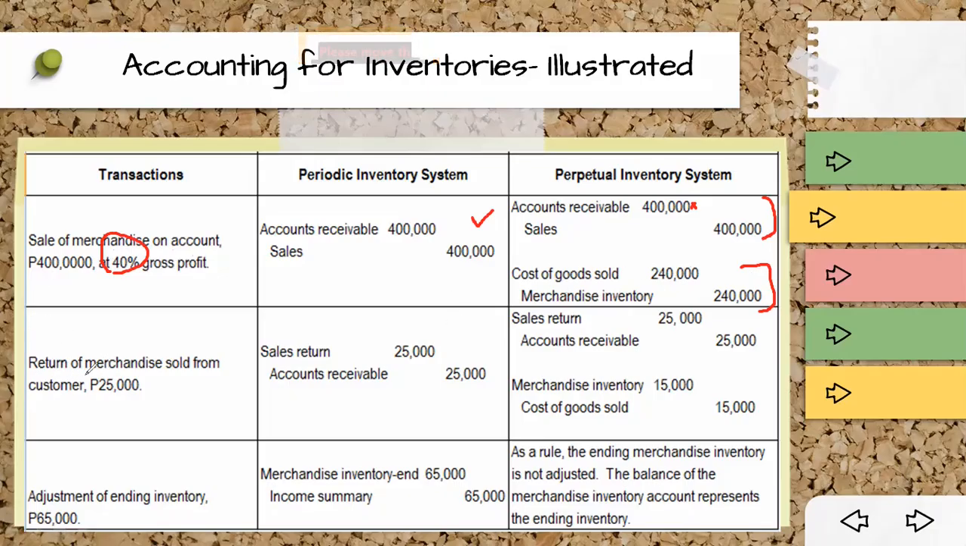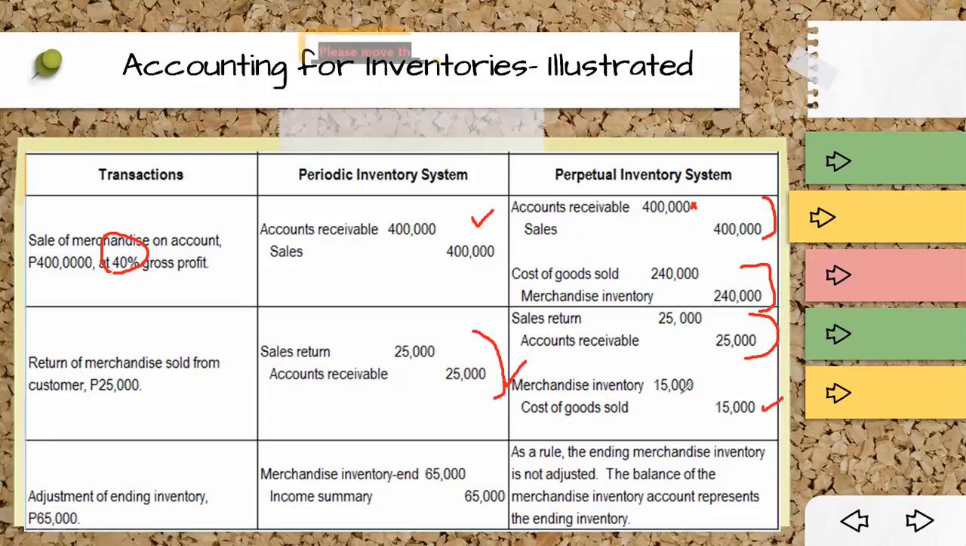Another is itong return of merchandise sold, no, from a customer. So, yung customer naman yung nag-return. So, we debit sales return and we credit accounts receivable. So, for the periodic inventory system, that's also the same, no, sa perpetual inventory system. Kaso lang, meron pa tayong isa pang entry, yung i-recognize natin yung increase ng merchandise inventory natin and decrease ng ating cost of goods sold.